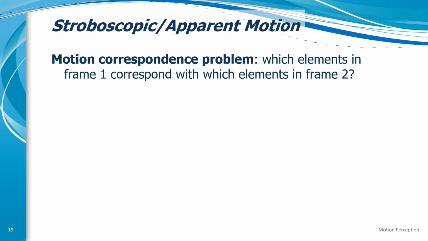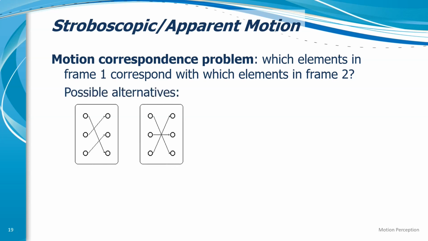So I showed you 2 frames, 3 circles on the left, 3 circles on the right. But how did you match those circles up? There's a whole bunch of possible alternatives, and no, I haven't drawn them all. One possible is that this top circle on the left, when it reappears 60 milliseconds later, has moved over and down, and these 2 circles have moved over and up. Okay, that's a possibility, I guess.